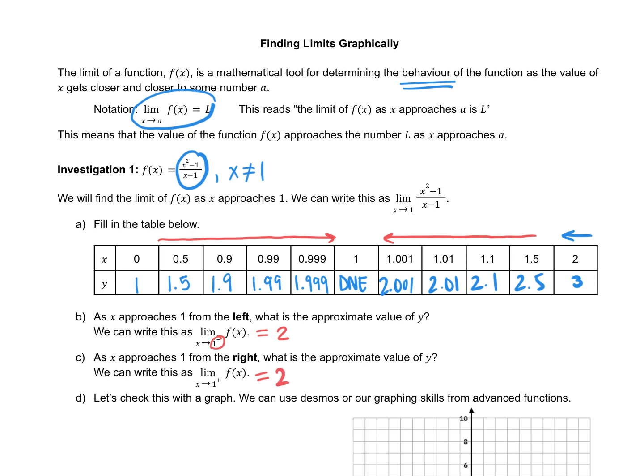And this time for the notation, for us to say as x approaches 1 from the right, you will see that little positive above the 1. Now let's check what this means graphically.